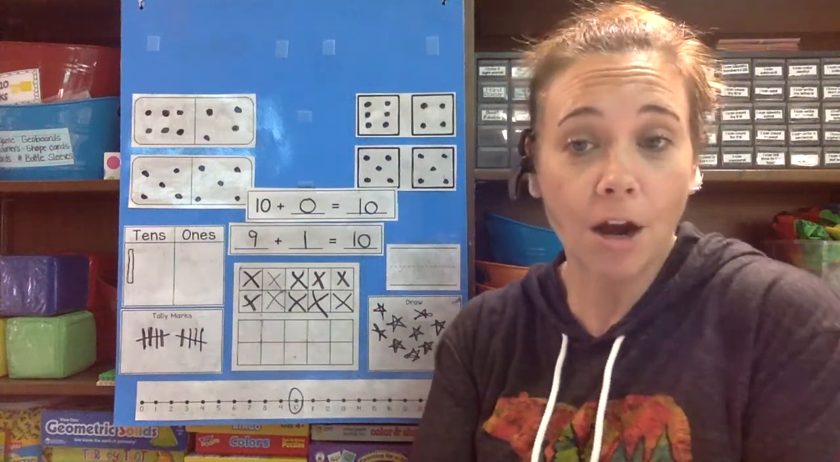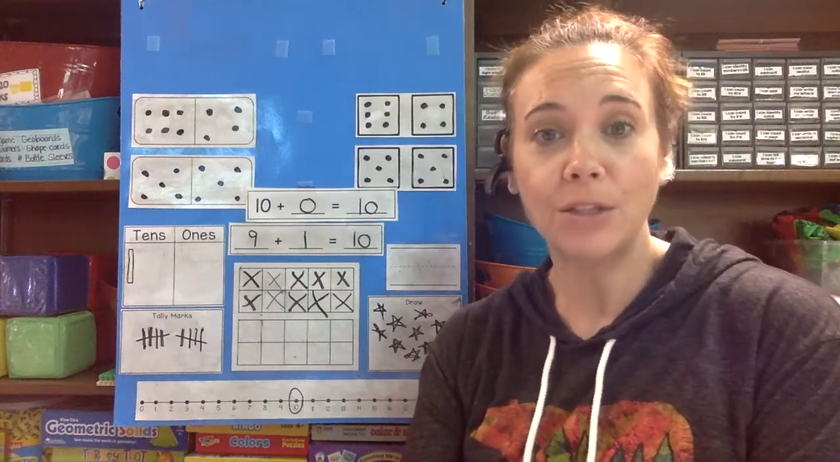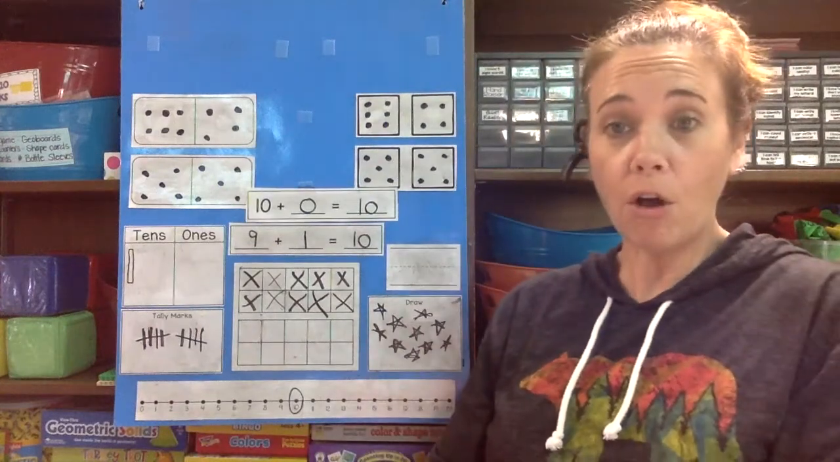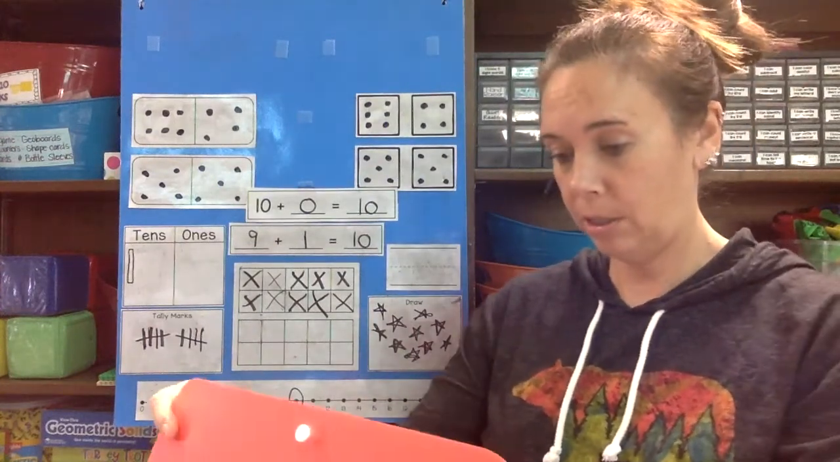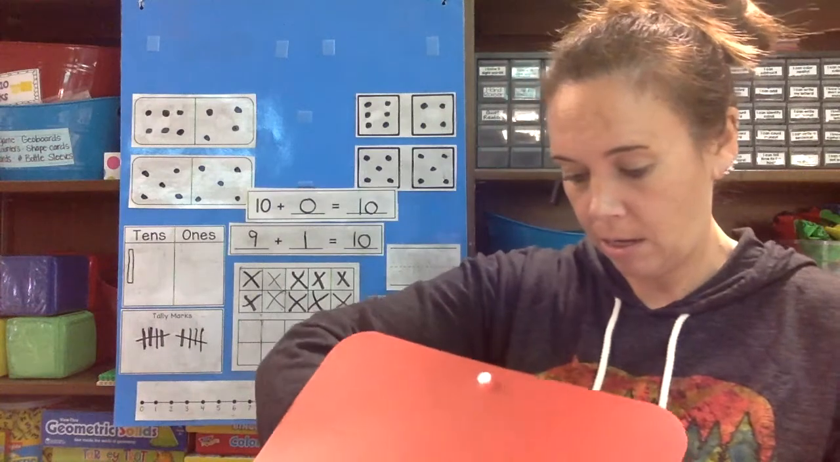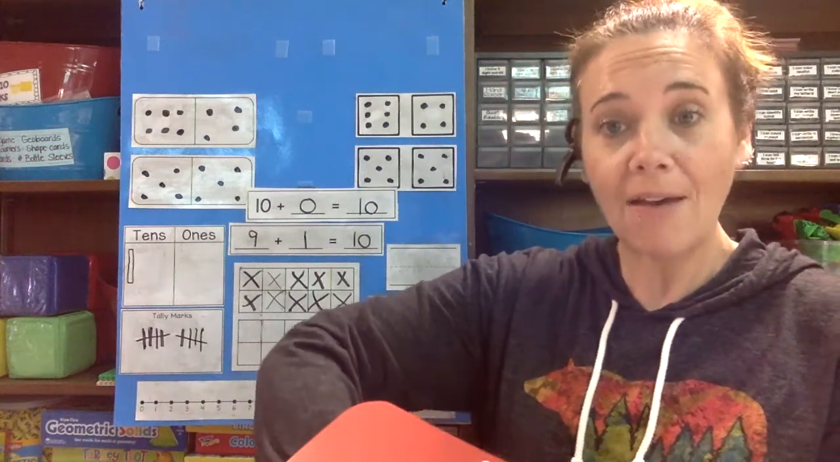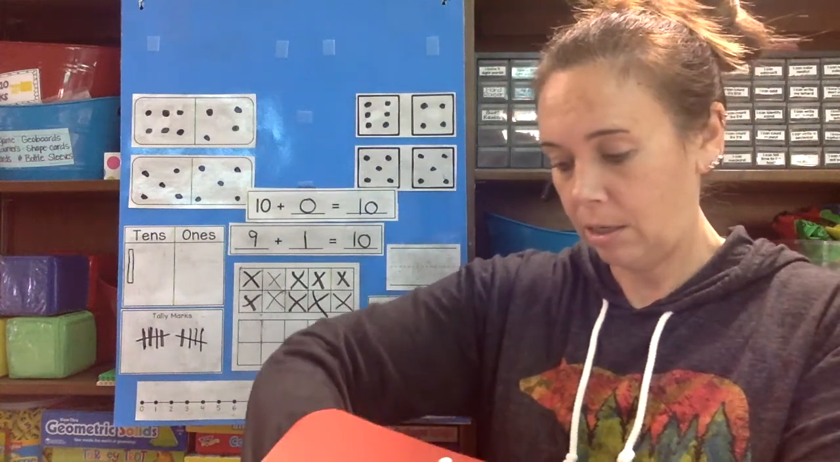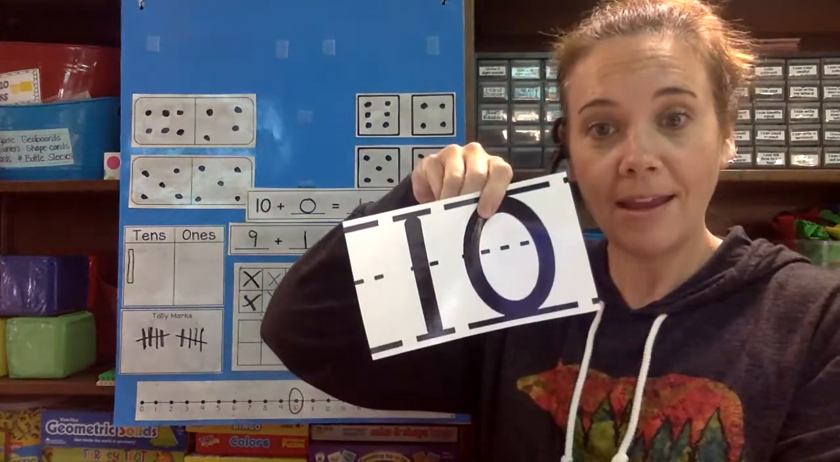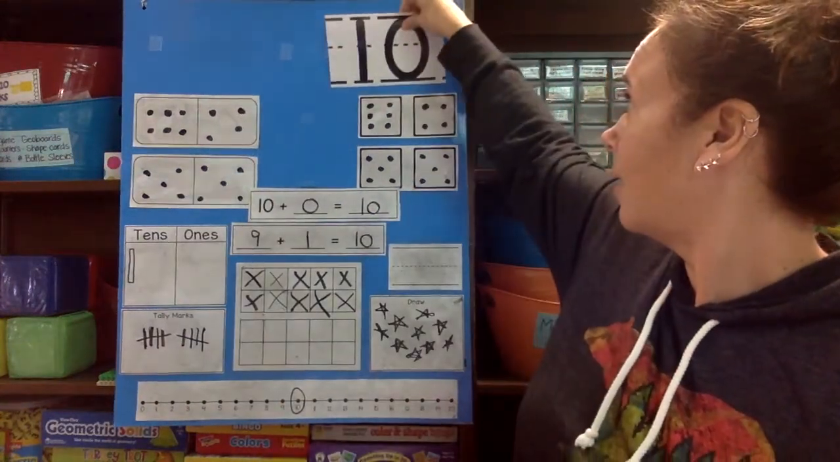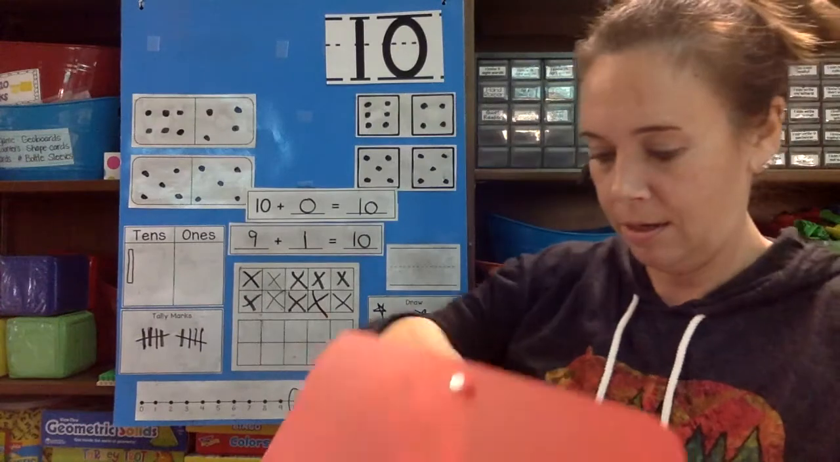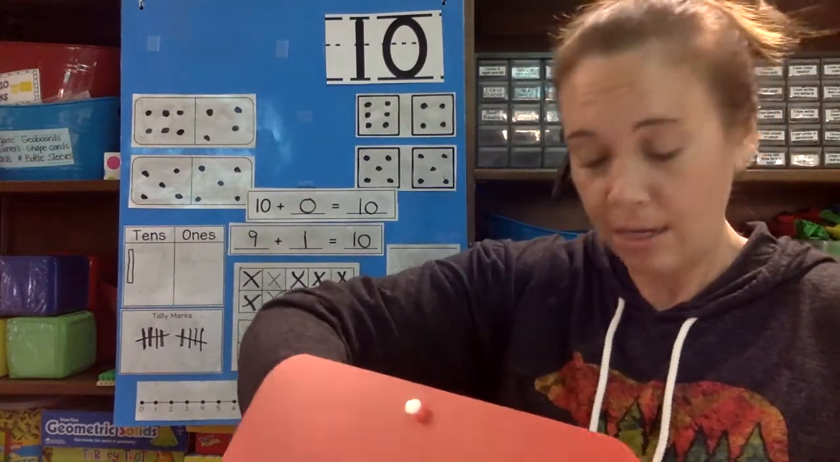Today, in case you missed our math meeting on Zoom, we talked about a new number on our number board up here. We've done all of the single digit numbers, so now we're on numbers that have double digits, like the number 10. 10 is 1, 0.